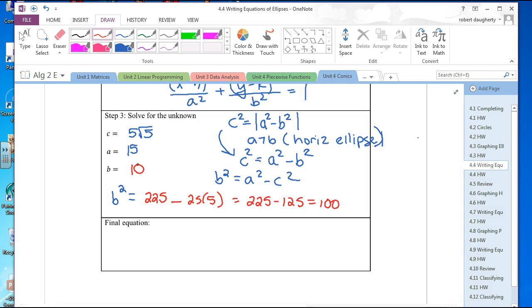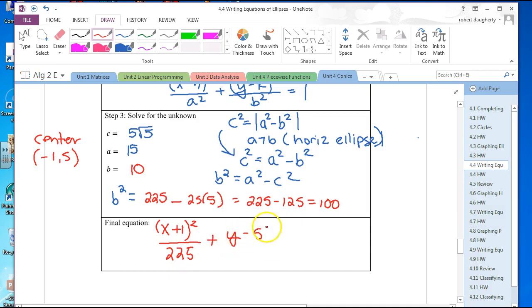So I know the center. What was the center of this guy? Yeah. So the center is negative 1, 5. I know a and b. What's the equation here? Yeah, (x plus 1) squared over 225 plus (y minus 5) squared over 100 equals 1. So that is a horizontal ellipse centered at negative 1, 5.